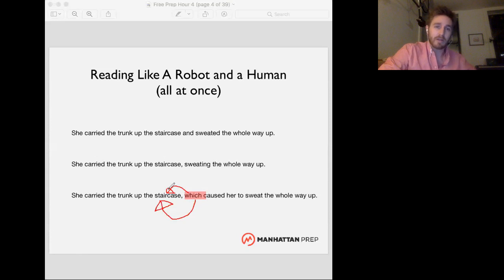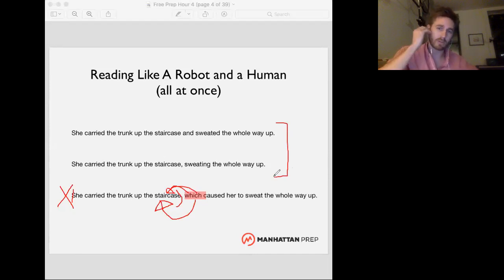But as a human, if I read that sentence as a computer reads that sentence, I know, hold up, that's not right, because the staircase isn't really what caused her to sweat. So this third one, though grammatically technically correct, right? It has a clause, she carried the trunk up the staircase. It has a noun modifier for a noun in that clause, but the meaning makes it incorrect. All right. So now let's look at these first two.